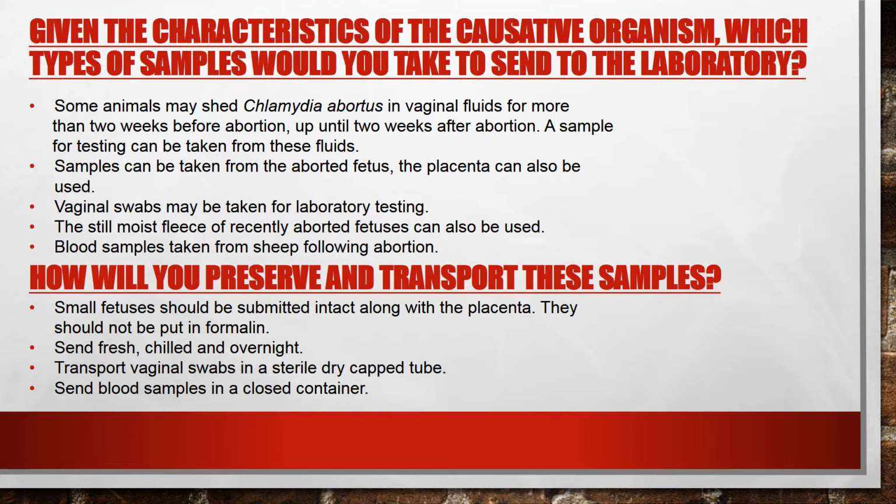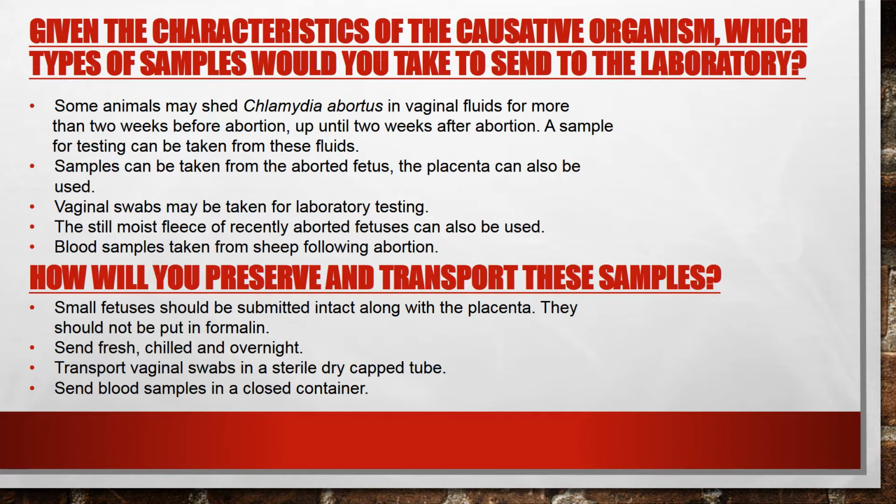Samples can be taken from the aborted fetus. The placenta can also be used. Vaginal swabs may be taken for laboratory testing. The still moist fleece of recently aborted fetuses can also be used. Blood samples can be taken from the sheep following abortion.